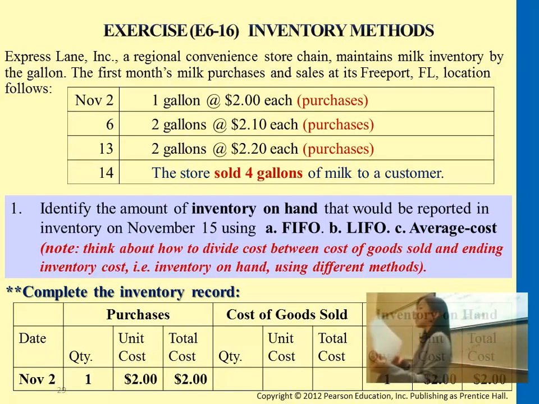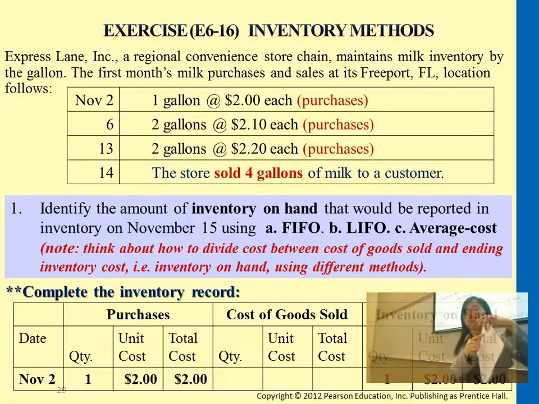You see exactly three tables. But using different inventory methods, you should be getting a different cost of goods sold expense, different ending inventory. Okay, so just fill in the numbers, the information for purchases. I already filled in one for you. You see November 2nd, 1 at $2. Then just continue that information. November 6th, November 13th. And when it reaches November 14th, when you're selling 4 gallons, try to apply these rules. Okay, when it comes to selling, how do you assign the cost for those 4 gallons?